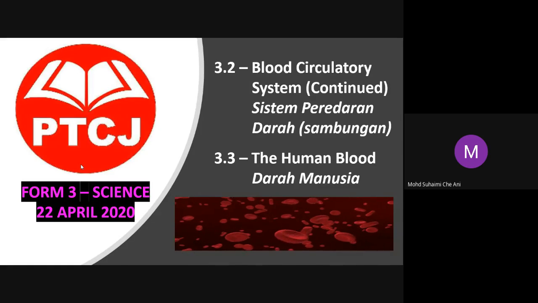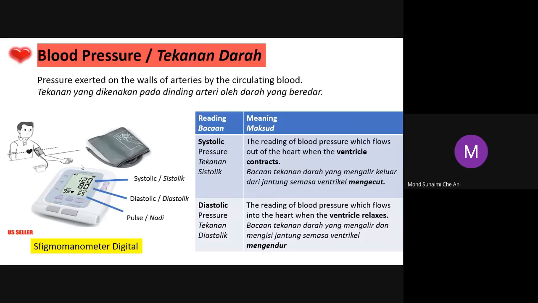For 3.2 blood transport system, the first thing we need to look at is blood pressure. We already learned about the blood vessels, the heart, and also the blood. So what is the importance of learning all of this? Besides becoming a doctor one day, you want to apply this in our daily life. You want to know our blood pressure so that we can maintain our health.